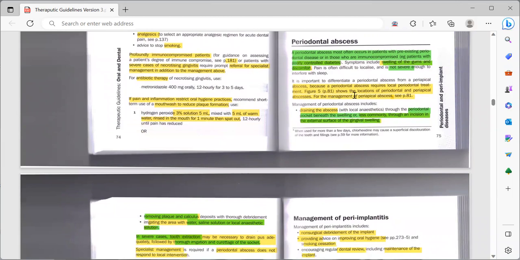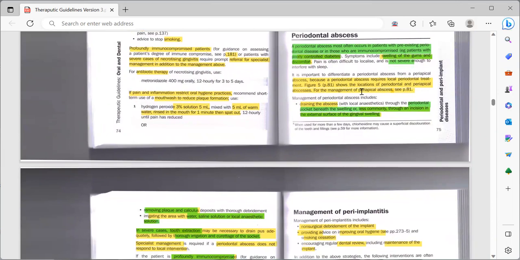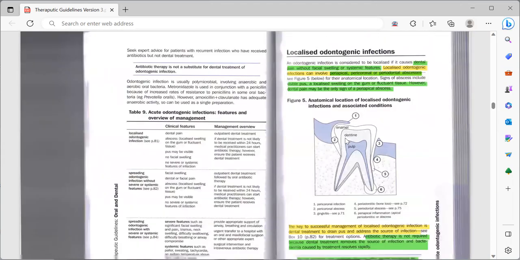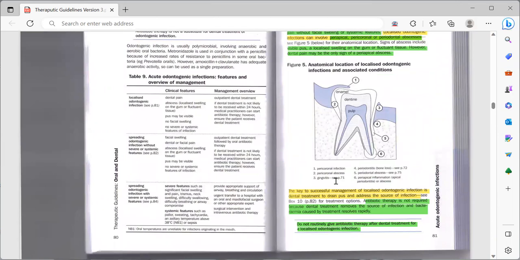And we will see the location of periodontal and periapical abscess, on this page 81. Here they have shown in this diagrammatic picture, number 3, it is gingivitis. From here the thing has started, then slowly it has involved the bone. So now there is periodontitis. Slowly bacteria started destroying all this area, and now they are sitting here and causing an abscess. So it is a periodontal abscess.